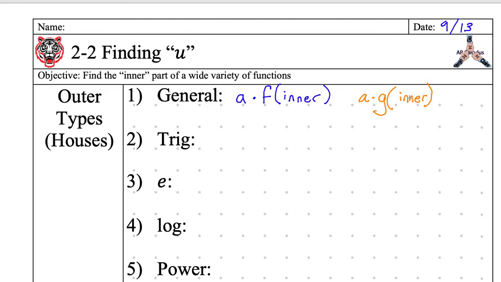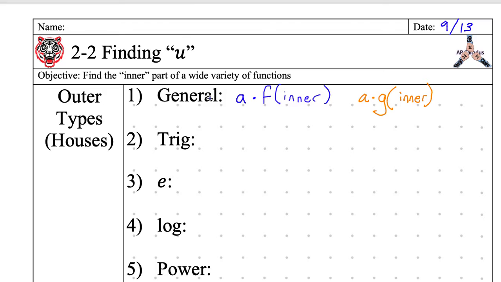AP tests love to just give you f of something and make you take the derivative of it, and people freak out. They're like, is that f of x squared? Is it square root of x? I don't know what f is. The whole point is you know how to find the derivative just because it's f. So whatever's inside here, it could be something. It could be like f of x squared plus 1 or something like that. The inner just takes the place of something. We don't know what that inner is until I write it down.